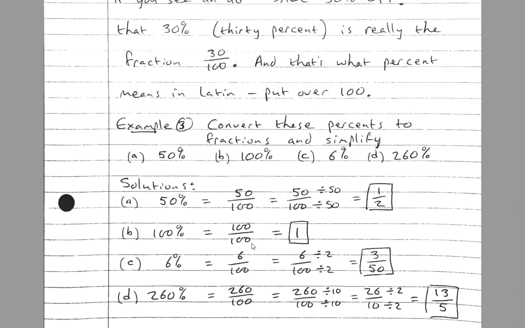100%, that's 100 over 100. That's 1, so that's the whole thing. 6%, that's a small percent. As a fraction, that's 6 over 100. And that simplifies a little bit. There's 2's in common. So if you cancel the 2's, it's 3 over 50.